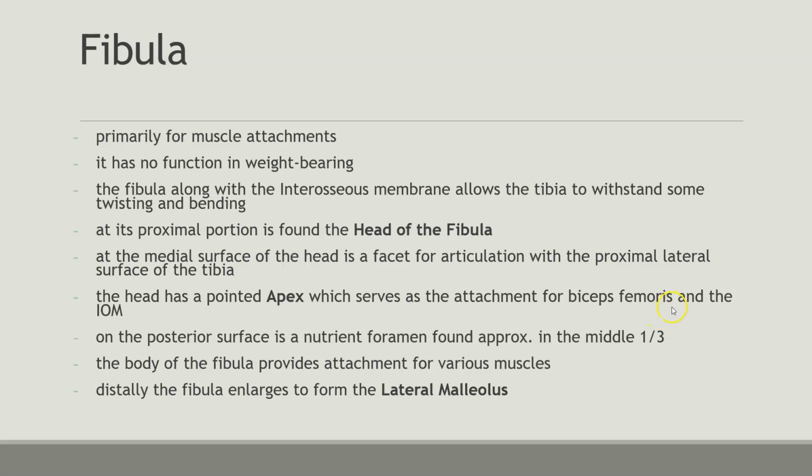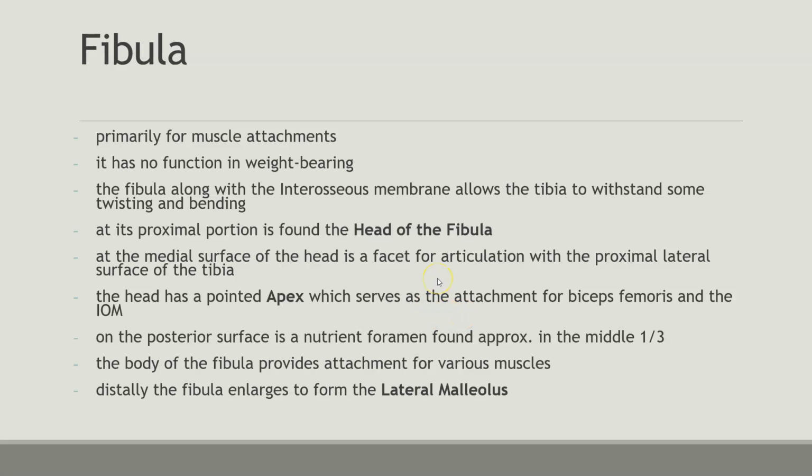The other thing as well is the attachment of the interosseous membrane. It too has a nutrient foramen on its posterior surface, about the middle third. And as I said, the body of the fibula provides attachment for various muscles.